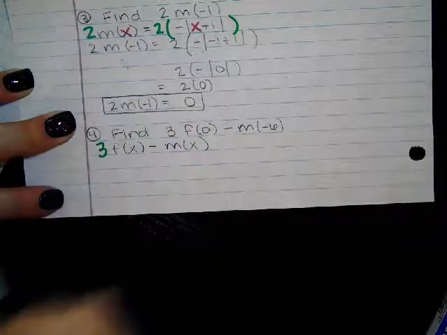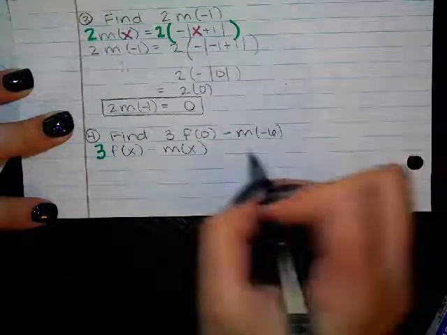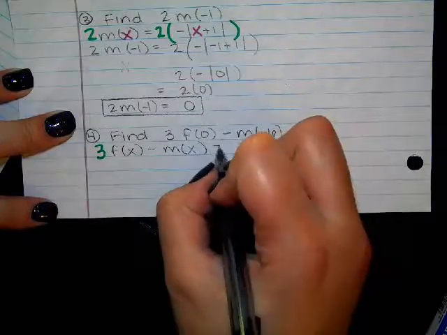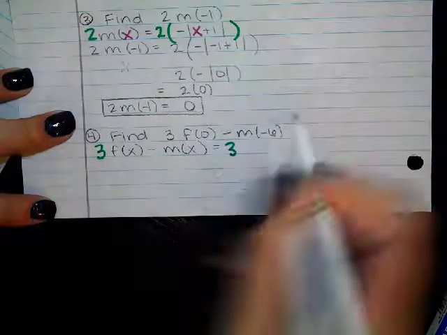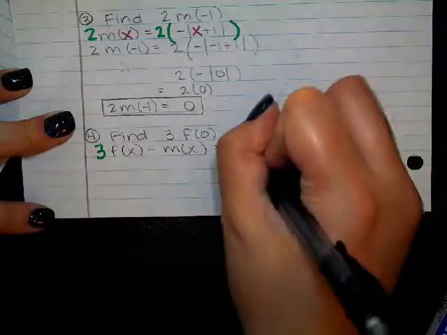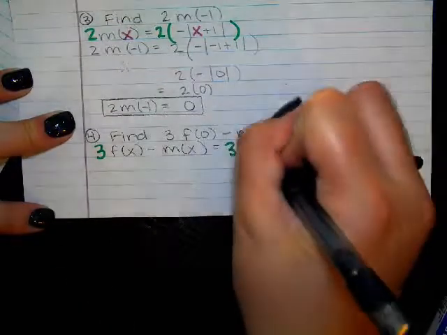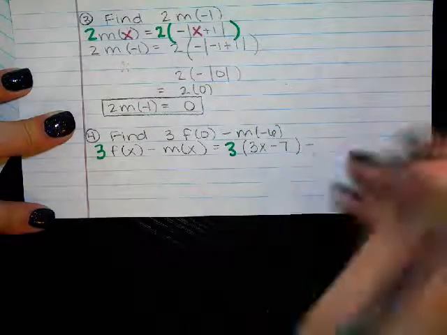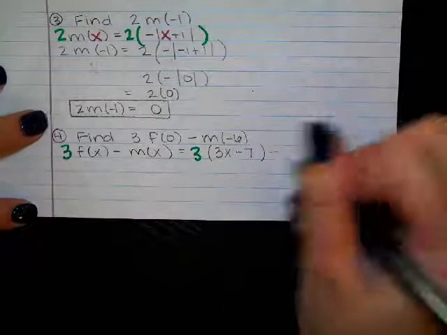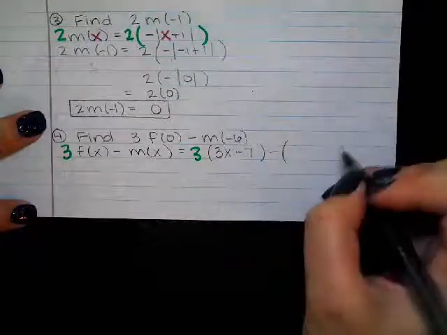I'm going to go ahead and write this out. 3, my f of x is 3x minus 7, minus, and then I've got my m of x. I'm going to put this in a big parenthesis. My m of x is negative x plus 1.